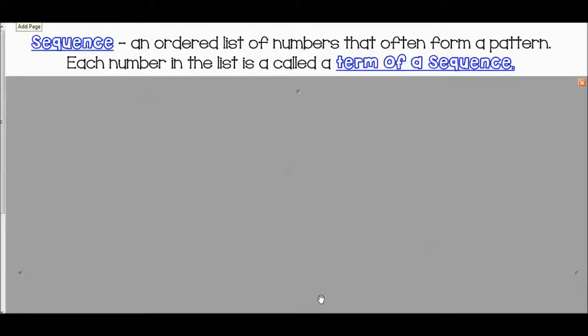So a sequence is not anything that's new to you. It's an ordered list of numbers that often form a pattern, and each number in that list is called a term. It's a term of the sequence. It's different than a term in an algebraic expression where it's the words that build the phrase, like 2n or -5x. It's not that kind of term. It's each number in that sequence.